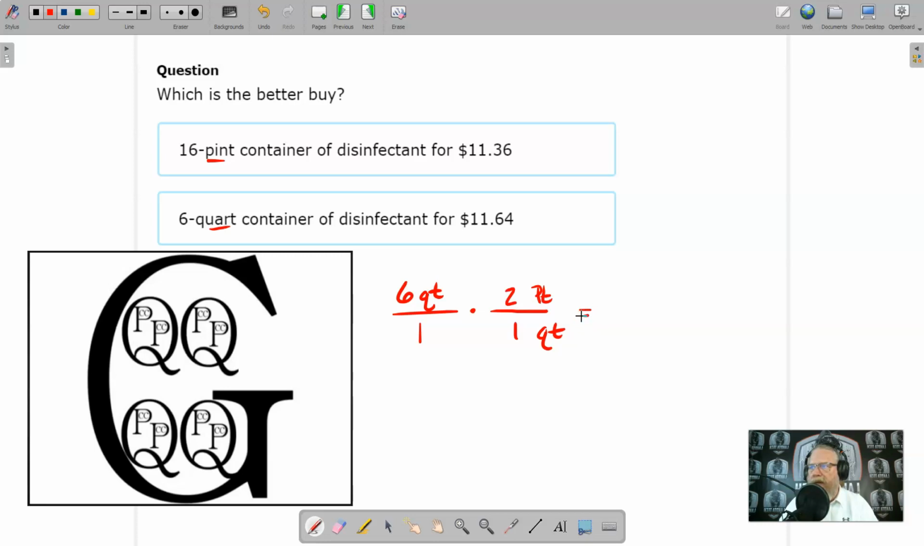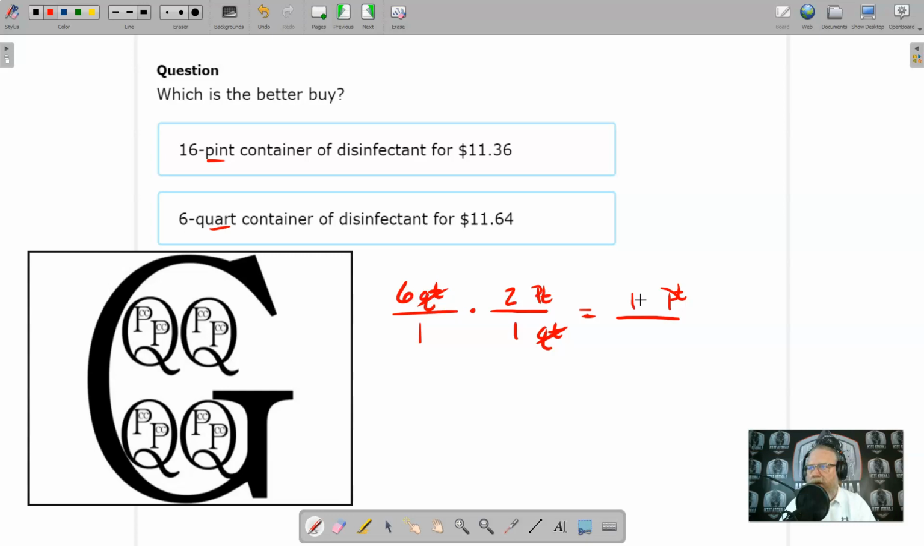So we can go ahead and do some cancellation here. Quarts is going to cancel quarts. Notice that that just leaves us with pints, which works well, right? And that works great because we're trying to get to pints. We want to convert quarts to pints. So the fact that pints is left is perfect.